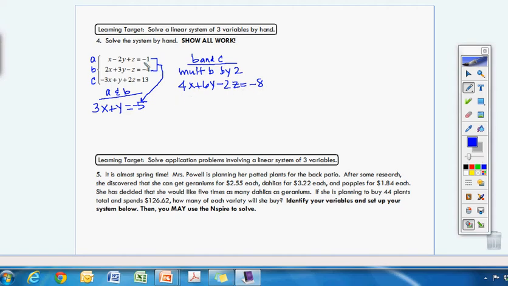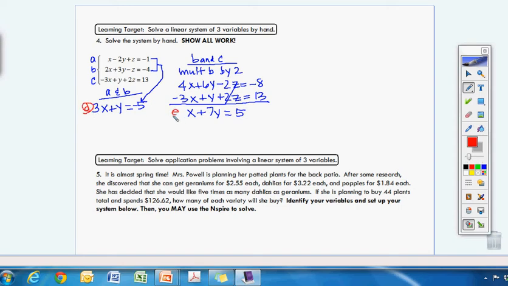And then I have C, which is negative 3x plus y plus 2z equals 13. All right, so here we go. We have x plus 7y, goodbye z's, equals 5. Now this is my D.